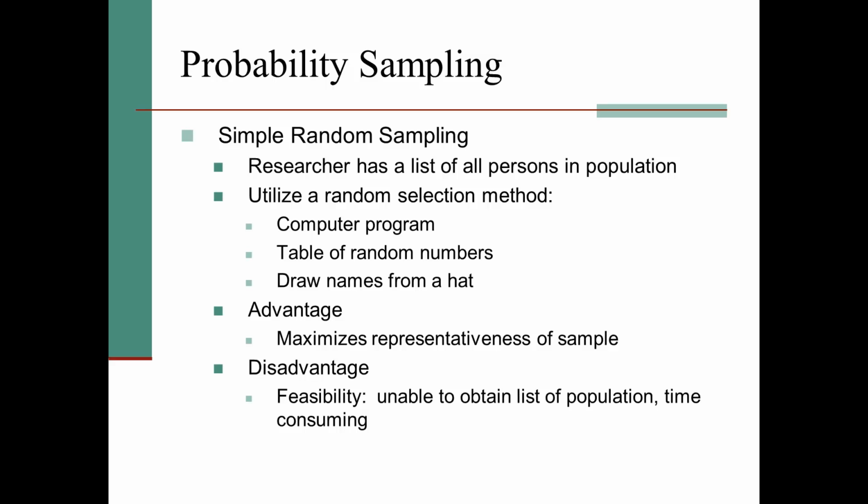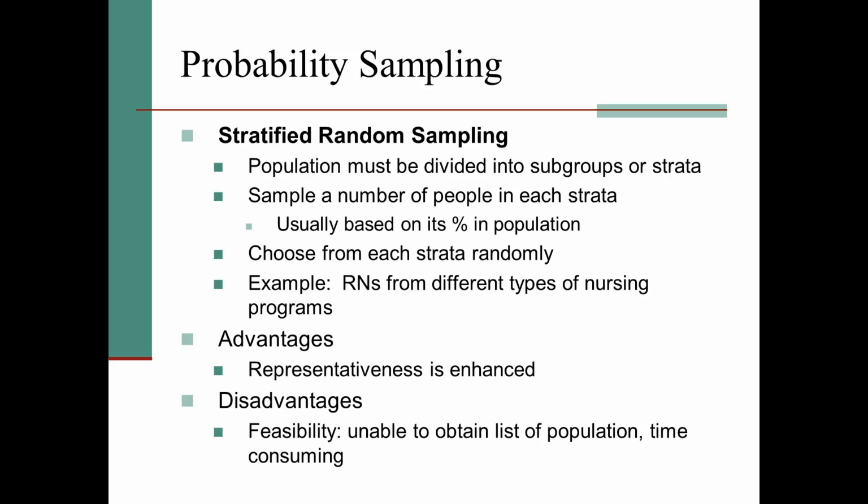The advantage is that you feel more like your sample is representative. The disadvantage is sometimes it's impossible to have a list of the people, and it takes time, and it can be a problem. Stratified random sampling is an interesting process, and it divides people into subgroups, or what's called strata, for stratification. And then you make an estimate of what type of people, groups of people are within that.